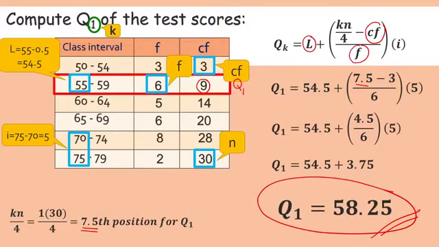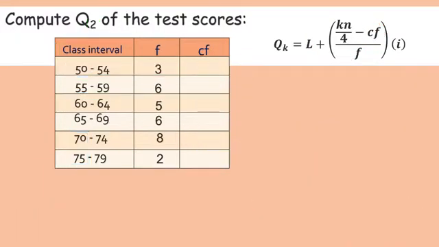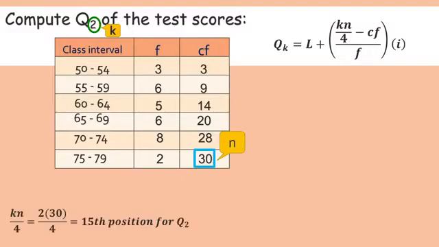Okay, let's go to the second quartile now. So it's the same. The CF will be the same as our previous table. But this time, the value of K is 2. Still, N is equal to 30. So, using Kn over 4, you'll have 2 times 30 divided by 4. That's 15. So, what is the first number in the CF that is greater than or equal to 15? 20, sir. So, therefore, this is the class that contains the second quartile.